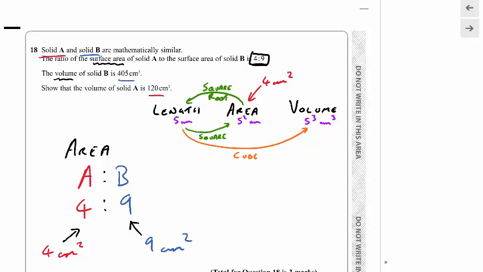Okay, so if I move from there to volume, I'm going to have to square root to take it back to length. So what's the square root of 4? Square root of 4 is 2, so that's my length now.